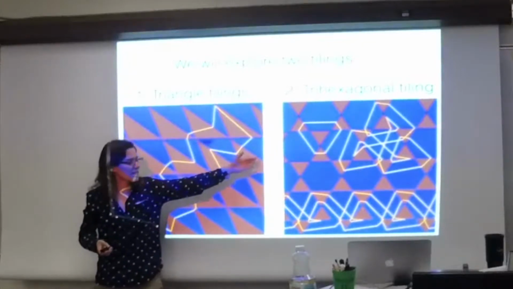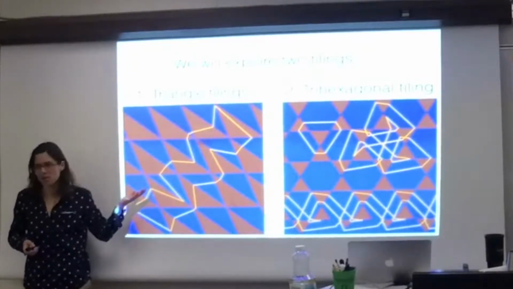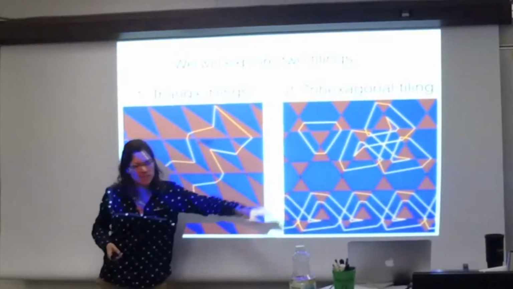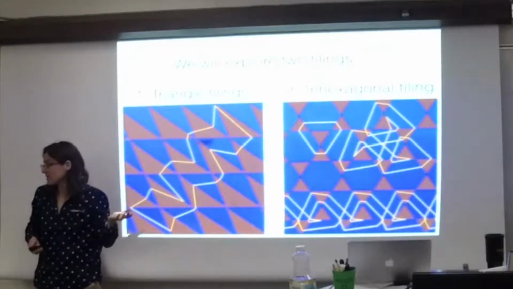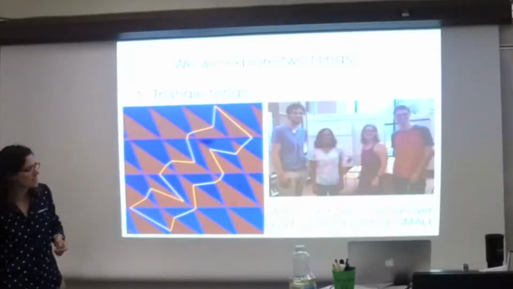The trihexagonal tiling, on the other hand, is just one tiling. This one you can have any triangle you want. This is only one tiling. It's the tiling where a regular hexagon and an equilateral triangle meet at every edge. Okay? Great. So those are what we'll do. So first we'll talk about triangle tilings.